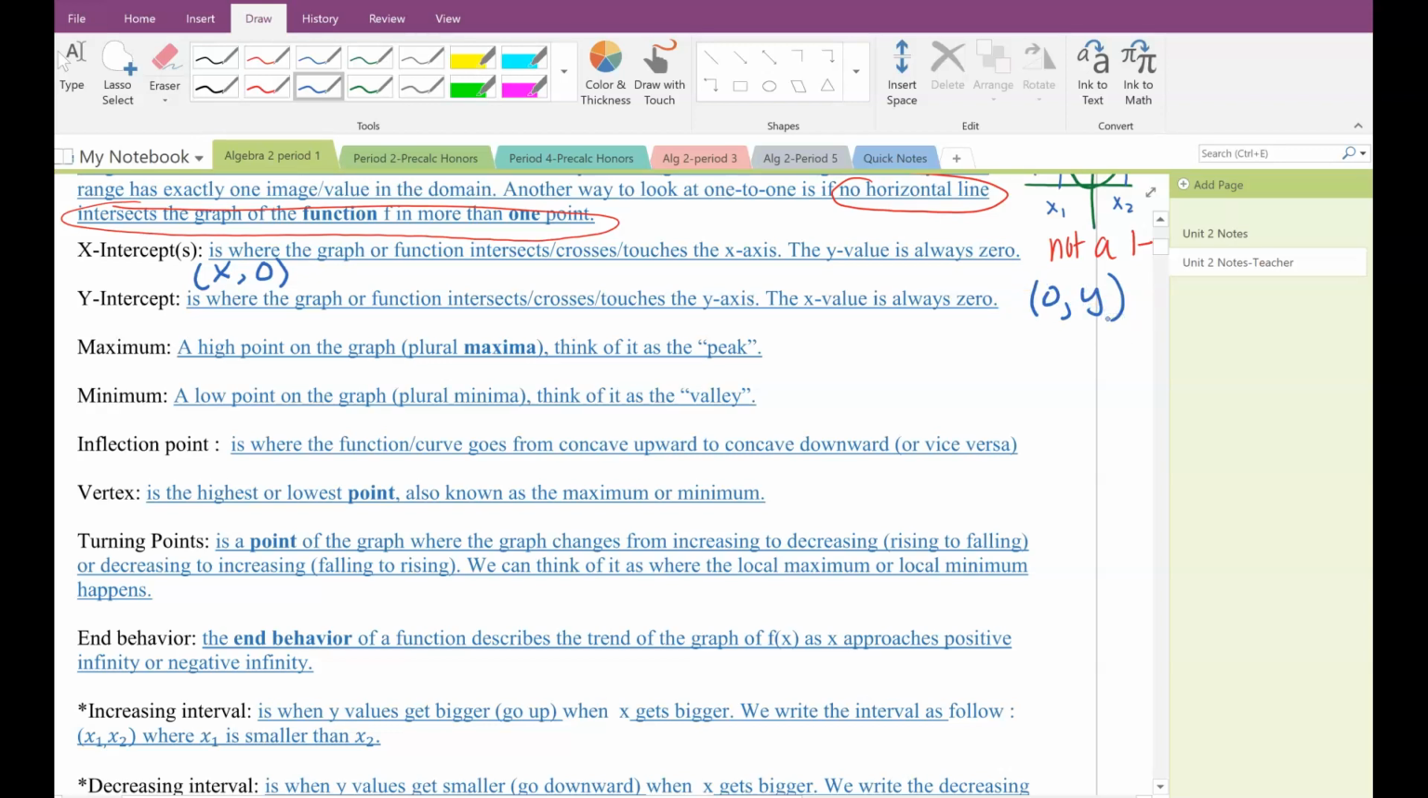Now, maximum and minimum, we are going to use this very loosely, okay? In Algebra 2, we will consider a high point on the graph as a maximum. So think of it as a peak. If I give you a made-up graph like that, a high point means this is a maximum, and this is also a maximum. Think of it like the vertices, except that the max will be the high. So this is max.